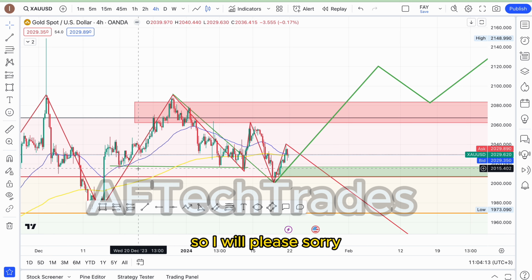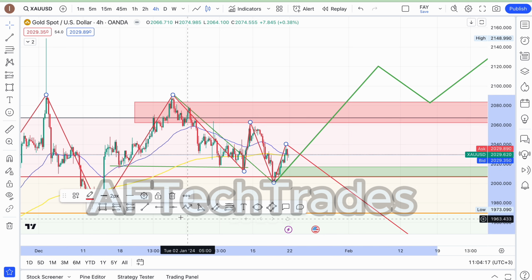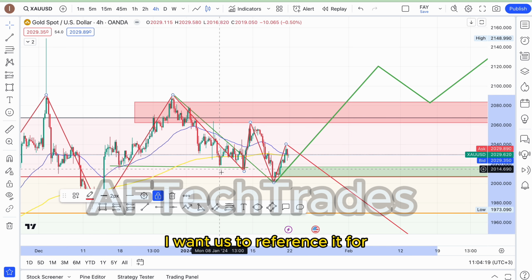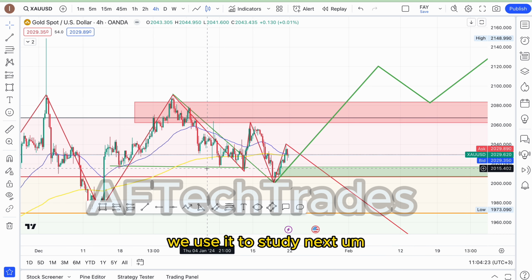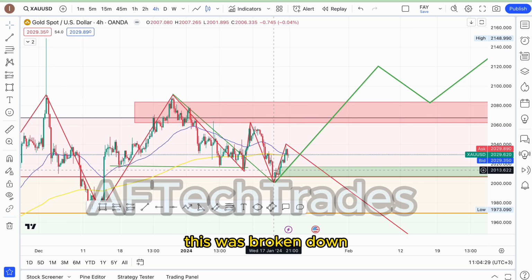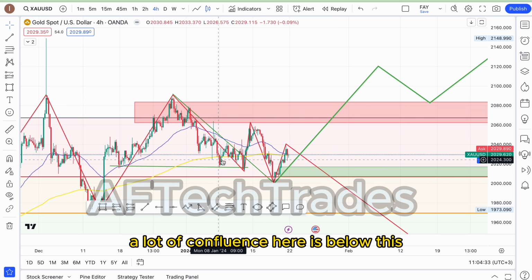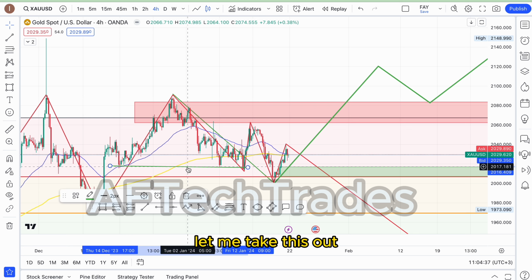So I will place, sorry, let me lock this back. I want to lock it. I want us to reference it, we'll use it to study next. Okay, if I'm also looking at this base here, this was broken down. It broke it here. A lot of confluence here is below this. So what I will say is, let me take this out.